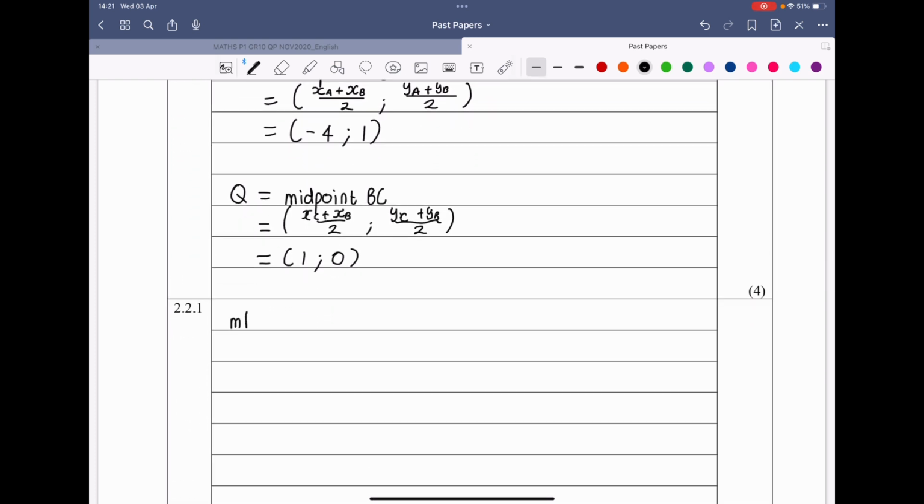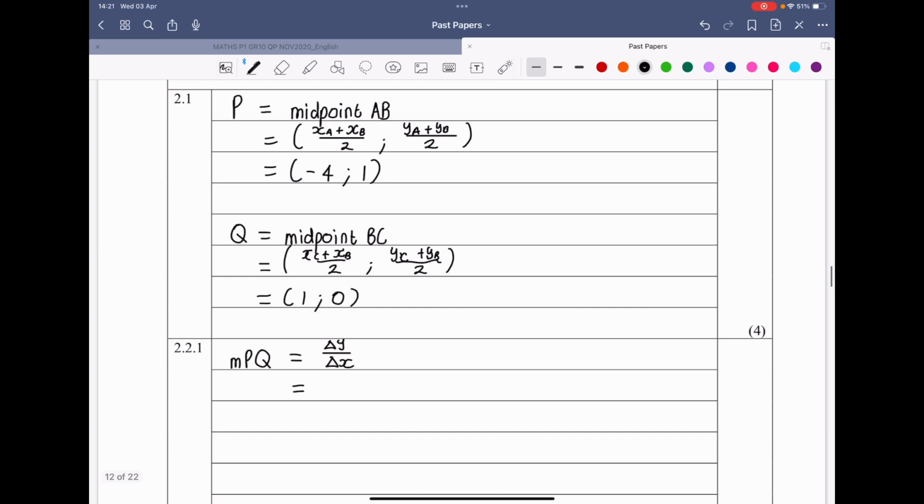So MPQ is equal to the change in y over the change in x. So I'm going to have the y coordinate of P, which is 1, minus the y coordinate of Q, 0, and then the x coordinate of P minus the x coordinate of Q. And I get that this is -1/5.